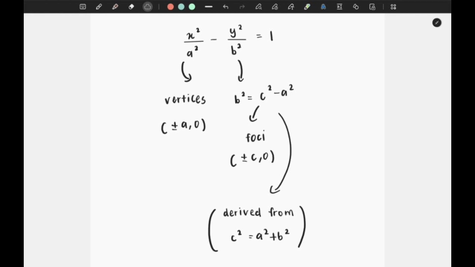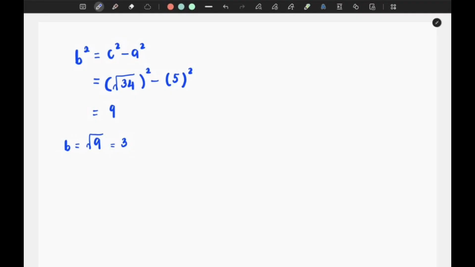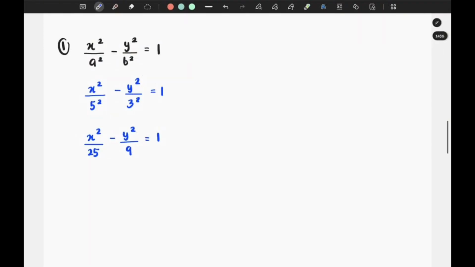We need to derive from the equation c squared equals b squared plus a squared, where we need to change b to be the subject of the formula. As for c, we already have the value, which is from our foci. So substitute both values a and c, and therefore we will get b equal to 3. Then substitute everything back into the original equation. Therefore, we will have x squared over 25 minus y squared over 9 equals 1.